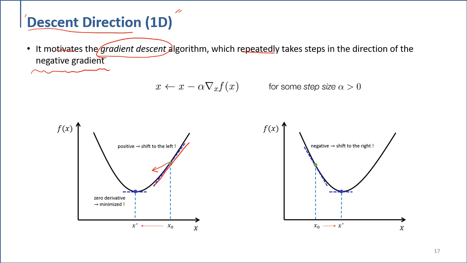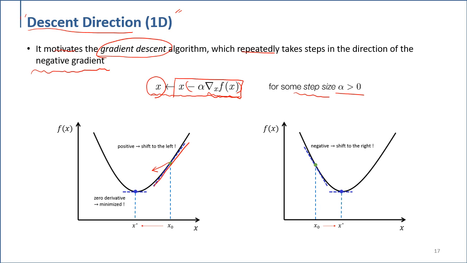So this is a very simple idea. Let me rewrite this idea mathematically. It can be written like this. The idea is you update x with the value x minus alpha times the gradient. Here alpha indicates some step size, which is a positive value. As we know that alpha is positive, this amount represents some amount of the negative gradient.